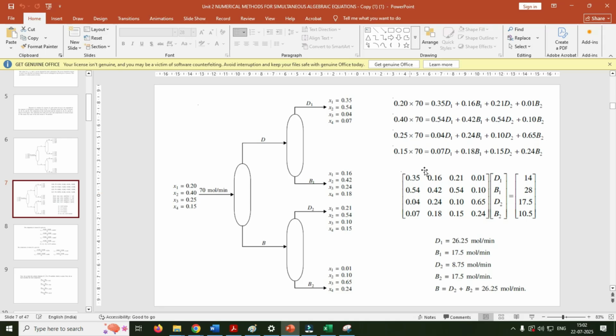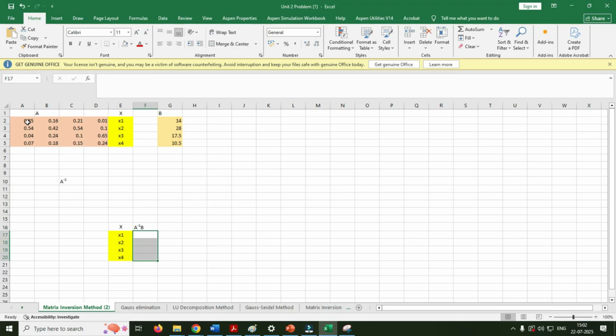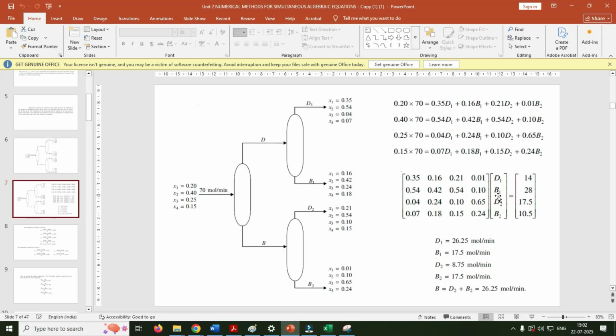After forming AX equal to B matrix, let us feed the data in the Excel. These are the data for A and B. It is the same as what I have given here as D1, B1, D2, B2.